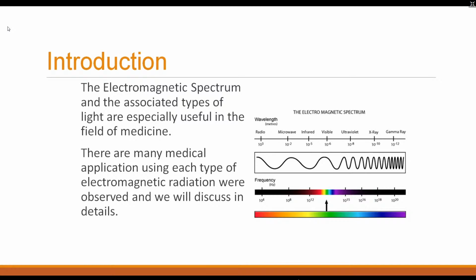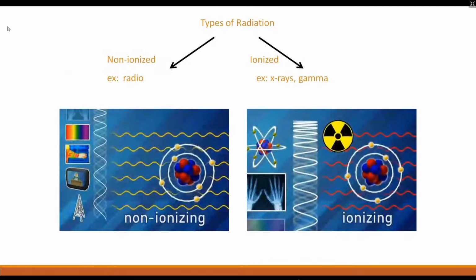Before getting into the application in medicine, I'll give a brief introduction to the electromagnetic radiation spectrum. The electromagnetic spectrum consists of radio waves, microwaves, infrared, visible light, ultraviolet radiation, X-rays, and gamma rays. Today's topic is mainly focused on X-rays and gamma rays. We divide the types of radiation into two categories: non-ionizing radiation and ionizing radiation.